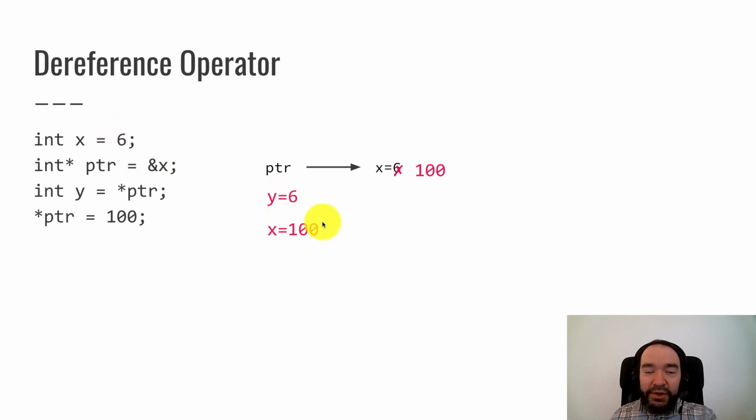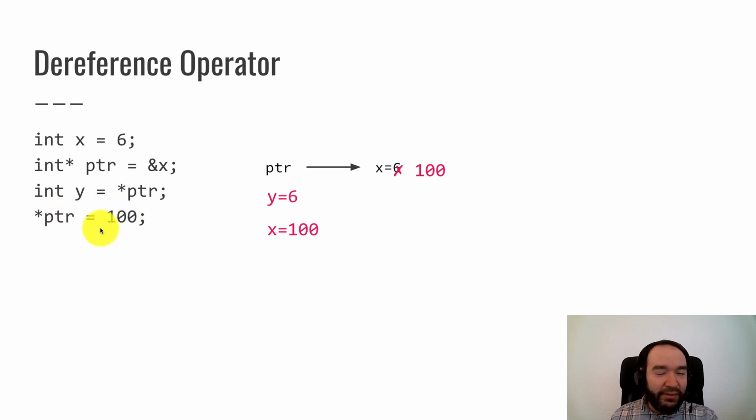Now x holds 100 because what we did is set this up where pointer points at x, pointer is the location of x, and then this last line of code says go to the location of pointer, change that value to 100. That permanently changes x to 100, so the 6 is gone. Now y is still 6. We didn't do anything to disrupt that. y still holds 6, but x implicitly gets changed from 6 to 100 right here.